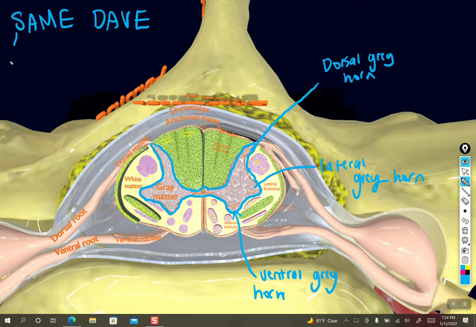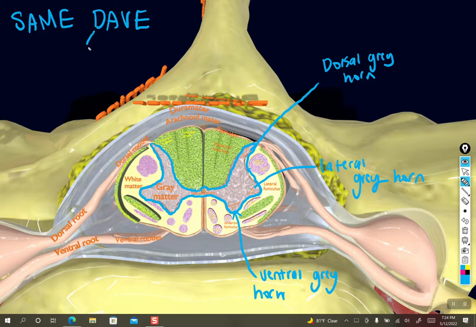So SAME is sensory equals afferent, and motor equals efferent. And then DAVE applies this principle to the spinal cord. So I'm going to have to move this over a little bit. Actually, I'll just erase this. If you want to rewind, you can, because this is going to be on the internet.